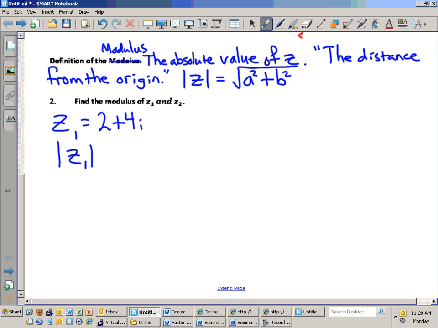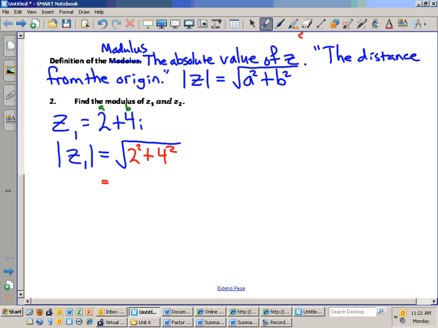So, it says find the modulus of z1 and z2. Z1 is equal to 2 plus 4i. So the modulus is the absolute value of z sub 1. And the way that we calculate that is we take the square root of, what is a? A is 2. What is b? 4. Not 4i, just 4. So we take a and we square it, plus, I guess I should actually write the value. Two squared plus 4 squared.